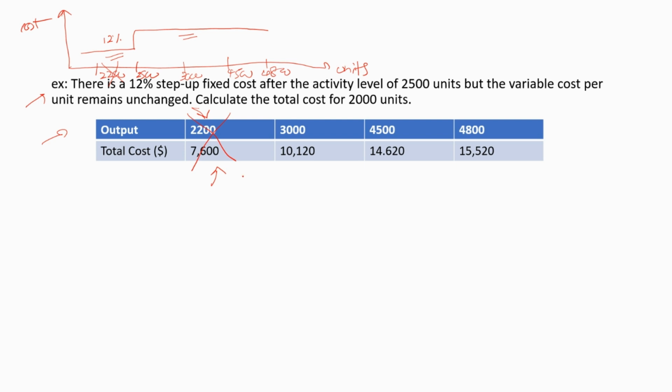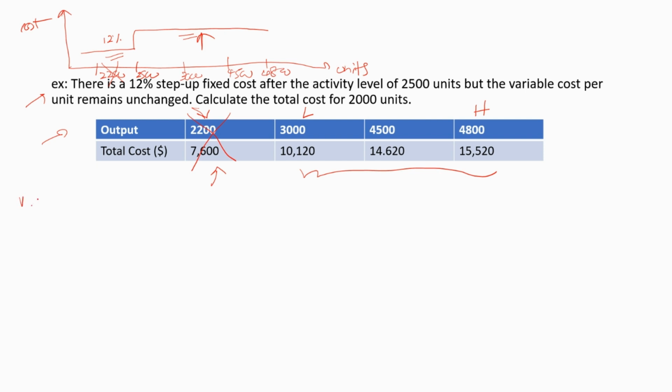Now we can select the lowest activity level and the highest activity level from the remaining data. So the lowest activity level is 3,000, highest activity level is 4,800. As you can see, for both the 3,000 and the 4,800 activity levels, the fixed cost is the same, which is here. Now let's conduct the high-low method as usual.